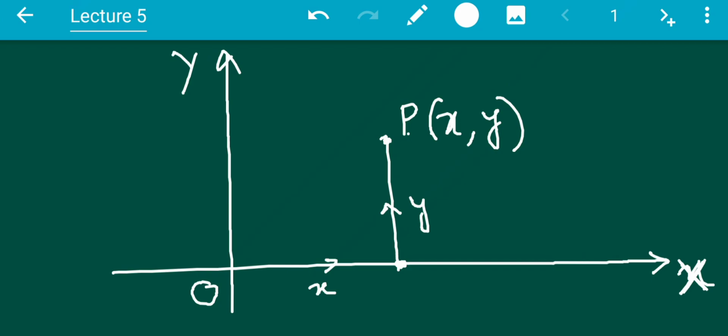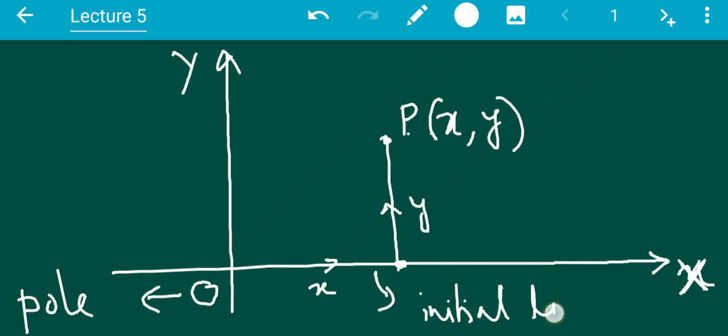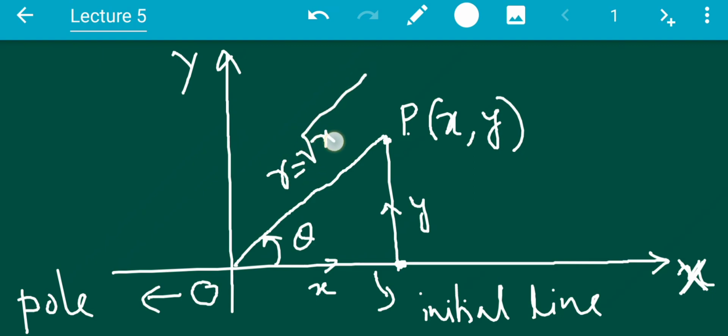Now consider this as pole, and this line as initial line. Then the distance of this point from the pole is simply r, and the angle is theta. Now applying the distance formula we can easily see that the distance OP, that is r, is nothing but square root of x square plus y square. Okay, clear?